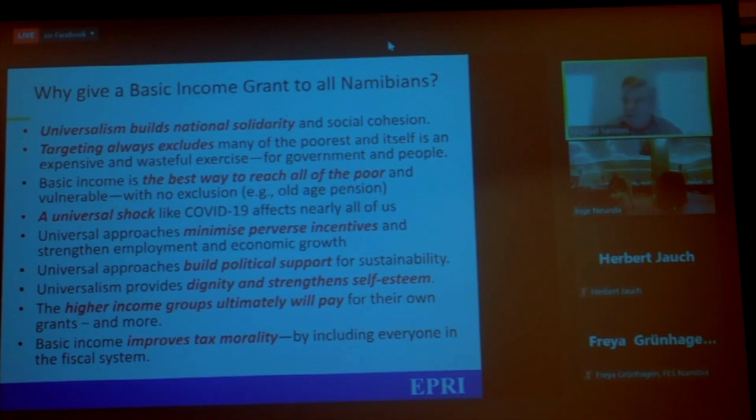Keep in mind that even a universal grant is ultimately mainly paid for by higher income groups, who pay for their own grants and everybody else's. But because it provides for this integrated benefit as part of a tax benefit system, it tends to improve tax morality. And so often we see finance ministers look to universal approaches in order to create a more efficient and more effective tax system.